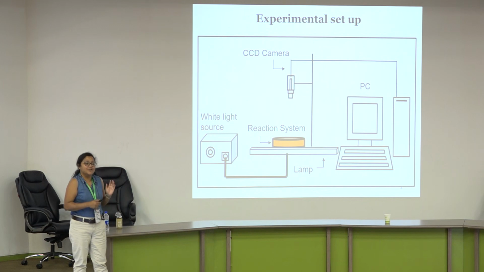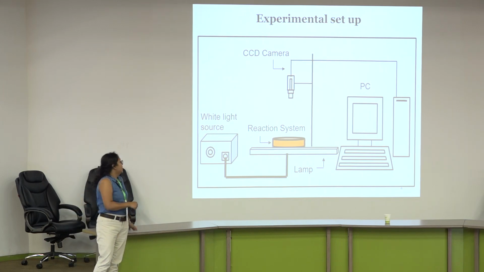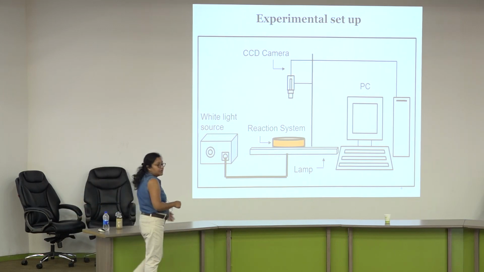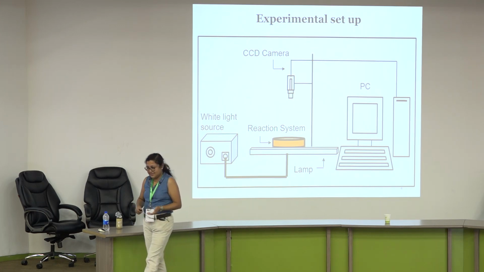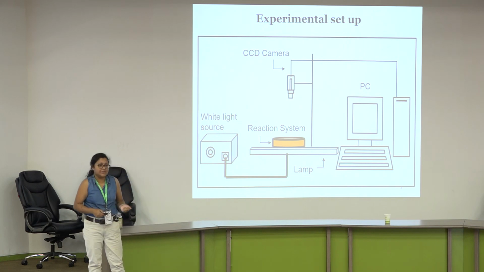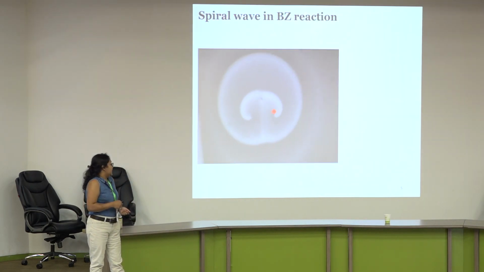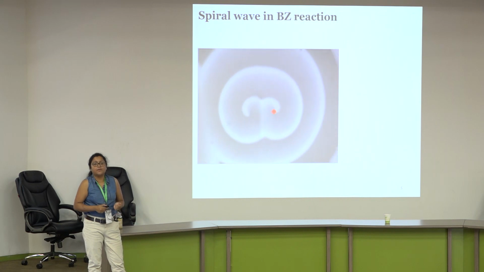Moving to our experiments at IIT Guwahati, we do our experiments mostly in a Petri dish, where we observe it from the top, and we store our information in the PC, which is later analyzed. And this is one simple video of a spiral wave.